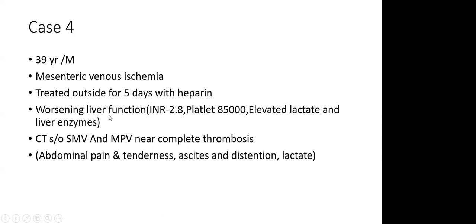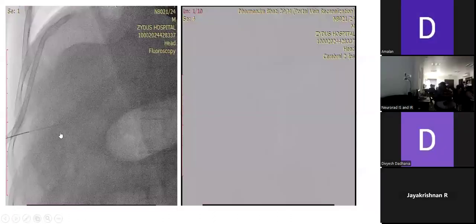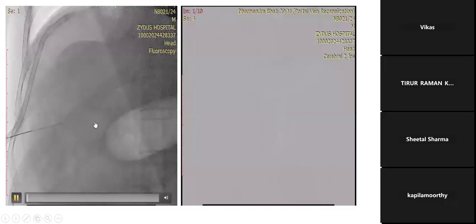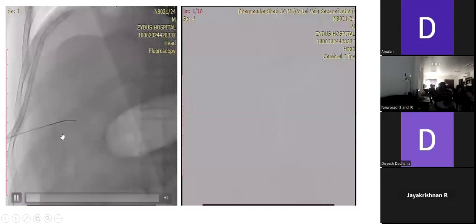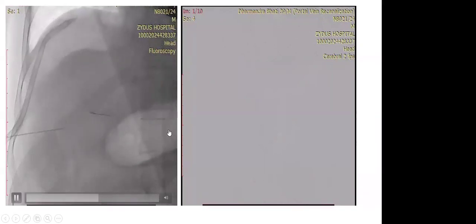So he came in the emergency and we did the emergency thrombectomy, pharmacomechanical thrombectomy. CT scan suggestive of SMV has a complete thrombosis. So we did the percutaneous access of the portal vein. And it was relatively easy with the Chiba needle or micropuncture. Those two, we are always using a Chiba needle or micropuncture needle for any access.